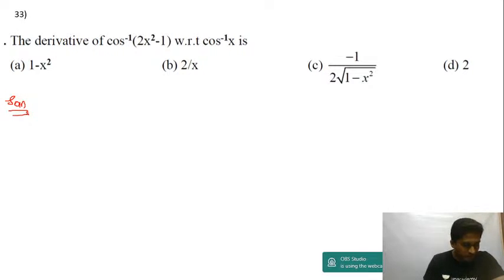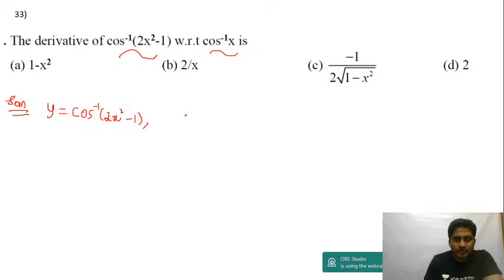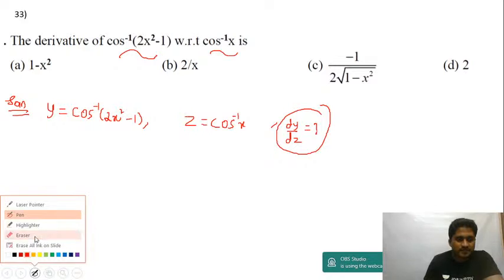I'm supposed to differentiate cos inverse of 2x square minus 1 with respect to cos inverse of x. That is differentiating a function with respect to another function. I'm going to take y is equal to cos inverse of 2x square minus 1, and z is equal to cos inverse of x. I should differentiate y with respect to z, that is, I am supposed to find out dy by dz.